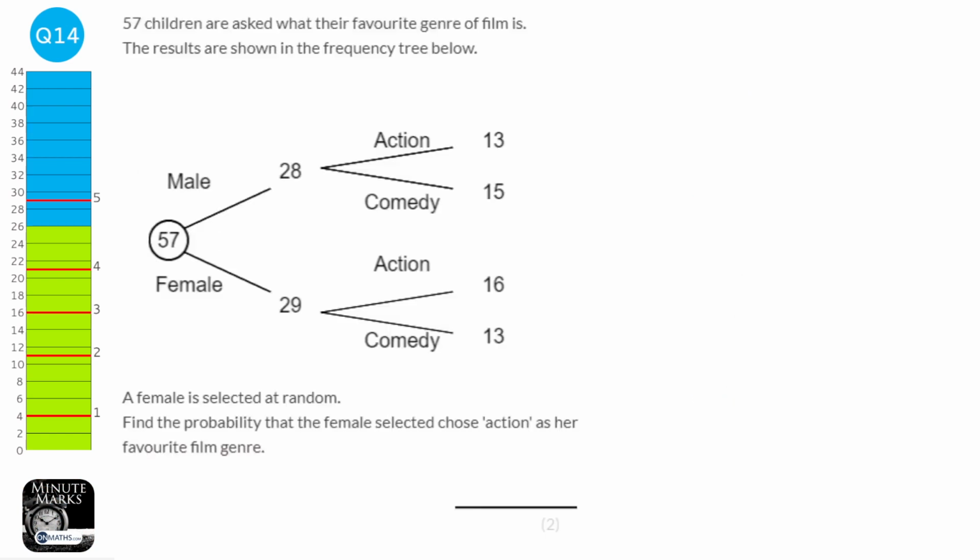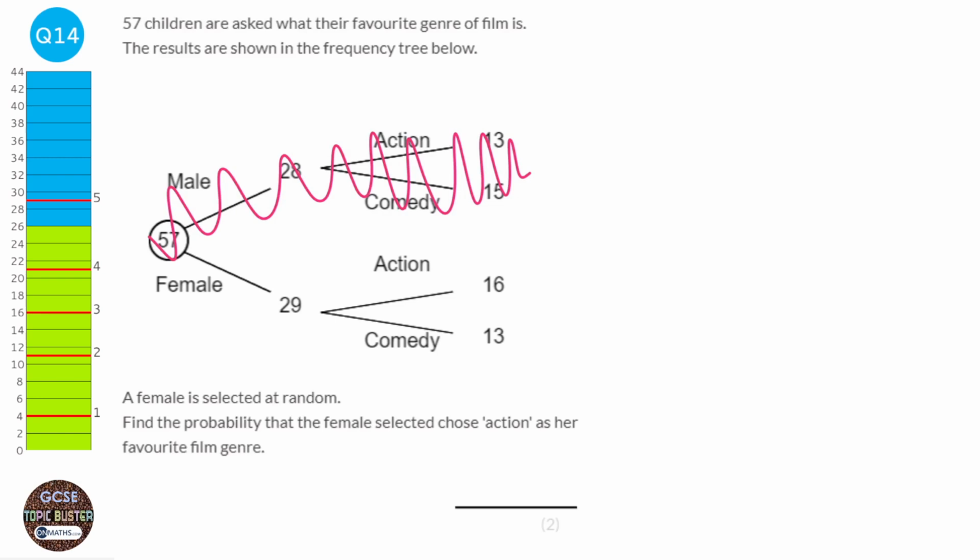The important thing to realise in this question is that we know a female has been selected. So we can just basically get rid of all of this part of the frequency tree, because it's not relevant, because we know a female has been selected.